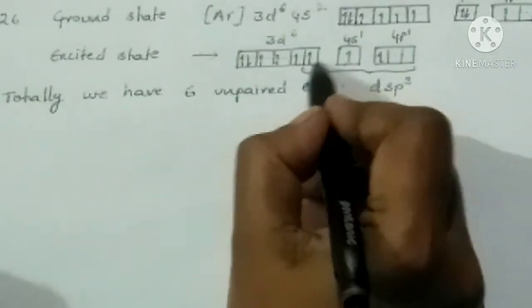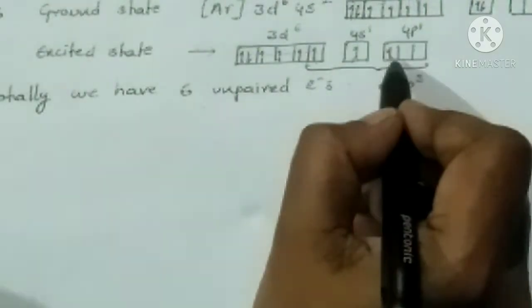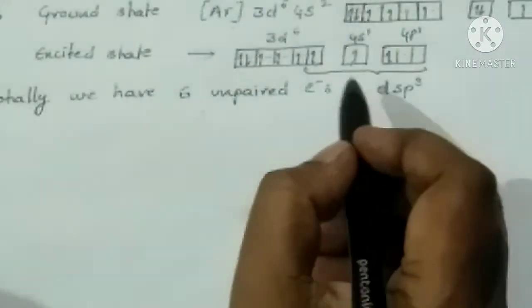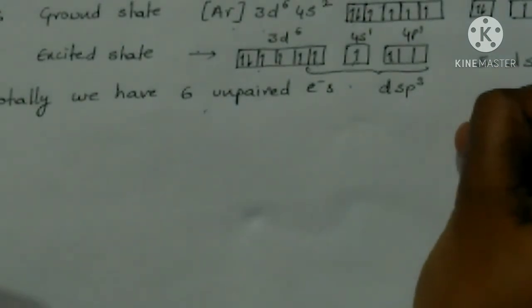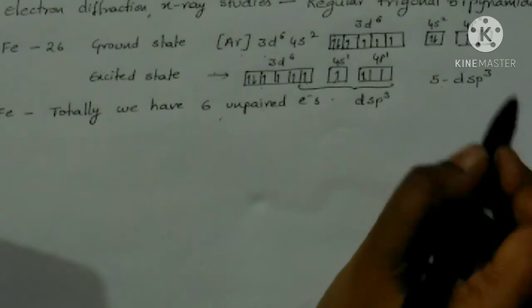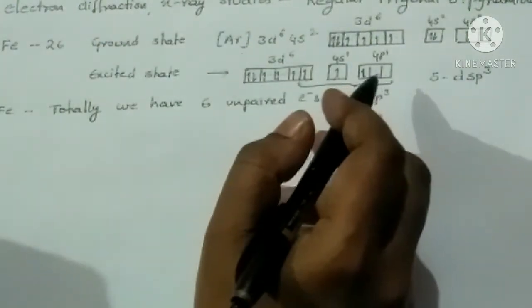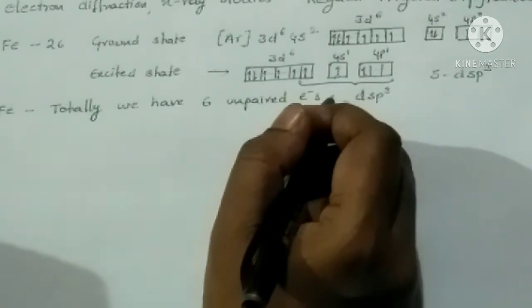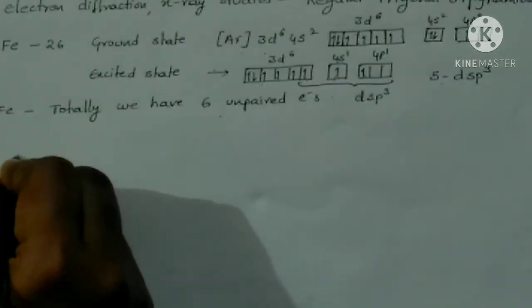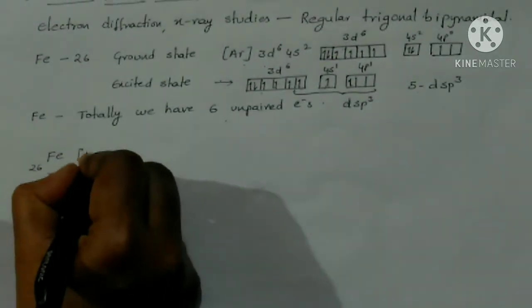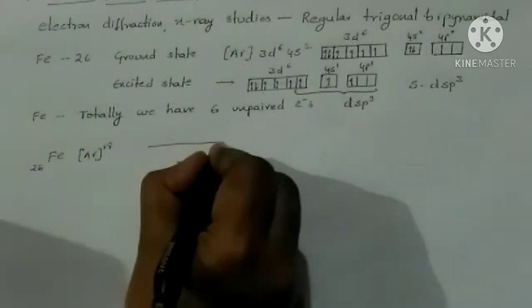So 1 orbital from 3d, 1 from 4s and 3 from 4p, having unpaired as well as vacant orbitals, intermix and give rise to 5 dsp3 hybrid orbitals. Also, we have pure orbitals from 3d. Now we can see the bond formation. The bond structure of iron pentacarbonyl can be seen like this. So Fe 26 and argon 18, and the remaining we can show like this.